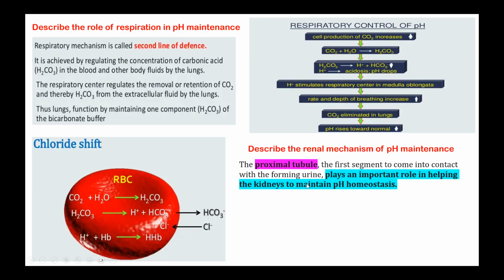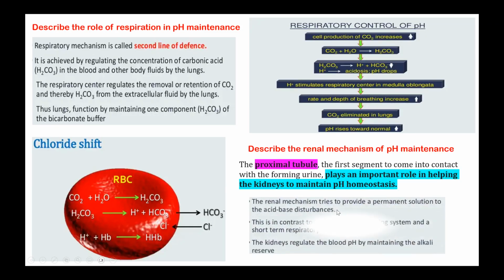The renal mechanism mainly happens at the proximal tubule and plays an important role in helping the kidneys maintain pH homeostasis. And it provides a permanent solution to the acid-base problem, even though it comes late, like the saying, even if I come later, I will come as the latest. So like that, even if it comes later, it comes with a permanent solution for the trouble of pH alteration. So in contrast, the temporary buffering system and the short-term respiratory mechanism are there. The kidneys regulate the blood pH by maintaining the alkali reserve.